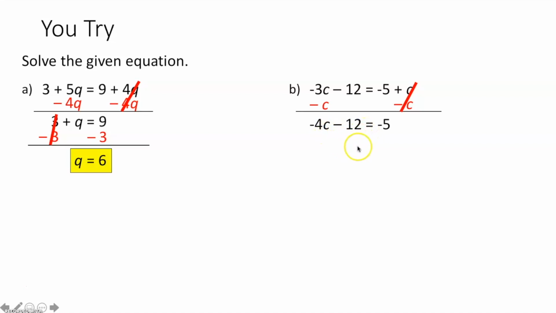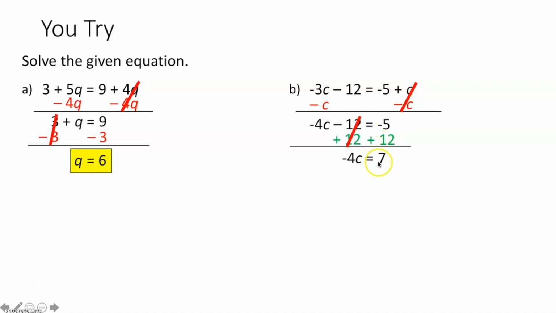Step 3, constants go to the right, and I start with anything added or subtracted to my variable. So this minus 12, I move to the other side. How do I do that? Do the opposite, the inverse. I add 12 to both sides. These are going to cancel out, and I'm left with negative 4C is equal to, and now what is negative 5 plus 12? What is 12 minus 5? That's going to be 7.